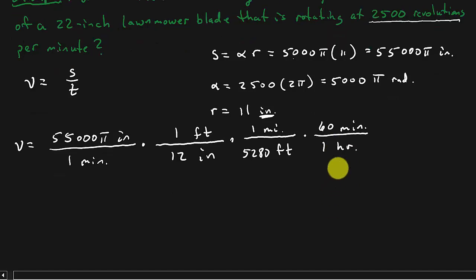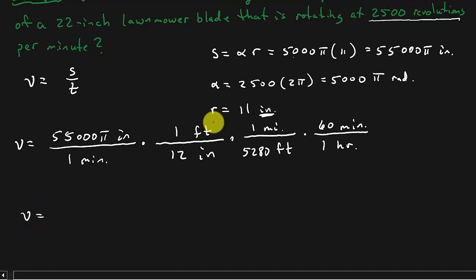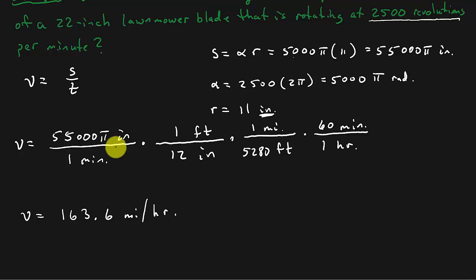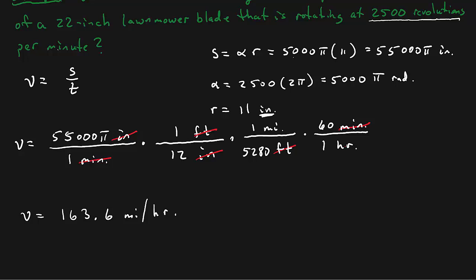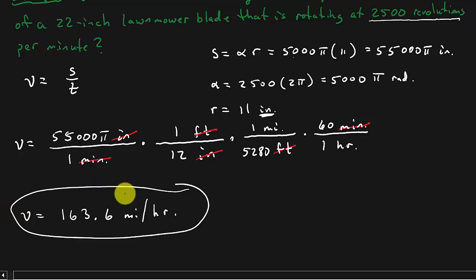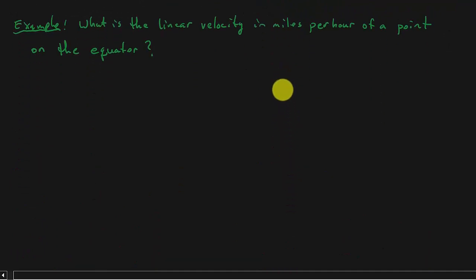Okay? So after multiplying all this out, multiplying this times 60, and then dividing that by 12, and then dividing it by 5,280, I'm going to get 163.6 miles per hour. Let me go ahead and cancel all this out so you can see. Inches cancel, the minutes cancel, and the feet cancel. And you can see we're left with miles per hour. And so this is your answer.